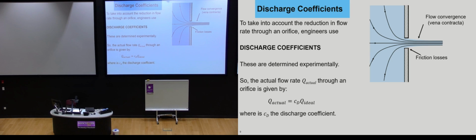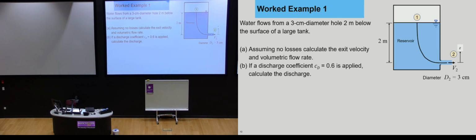This is an ideal situation in one sense because we've got the really nice simple analysis of Bernoulli, and then we just apply a simple coefficient to capture these relatively minor effects, but ones which affect our result. So that discharge coefficient generally has a value between 0.6 and 1, right? So it has to be less than 1. And you have to look up that value in tables, or the manufacturer of the device will tell you what the discharge coefficient is. So let's go through this as a worked example, okay?